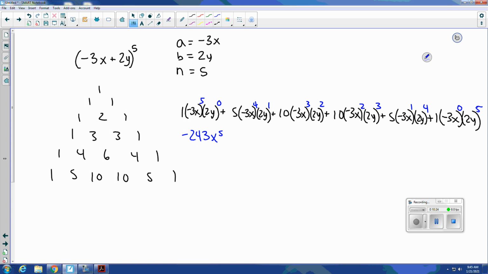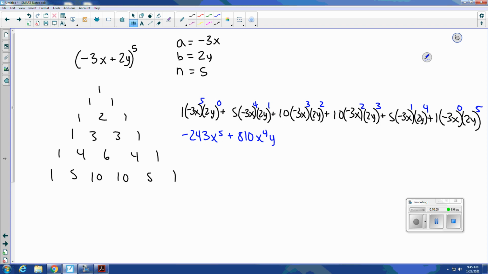Then we're going to have negative 3x to the fourth. So if we do negative 3 raised to the power of 4, we're going to get 81. But we have to multiply that by 5 and then multiply that by 2. We're going to get 810. So that's when I take care of the constants. And then the variables, x to the fourth, y.